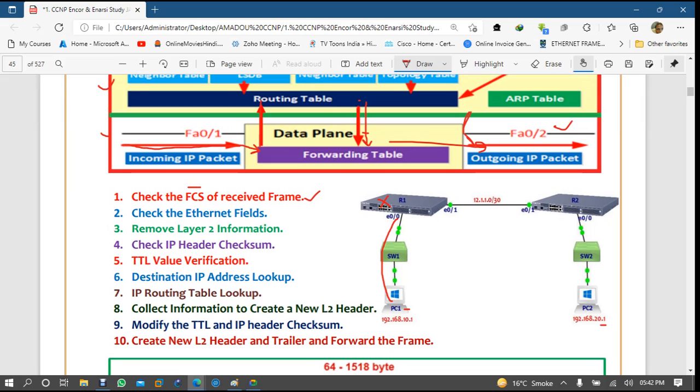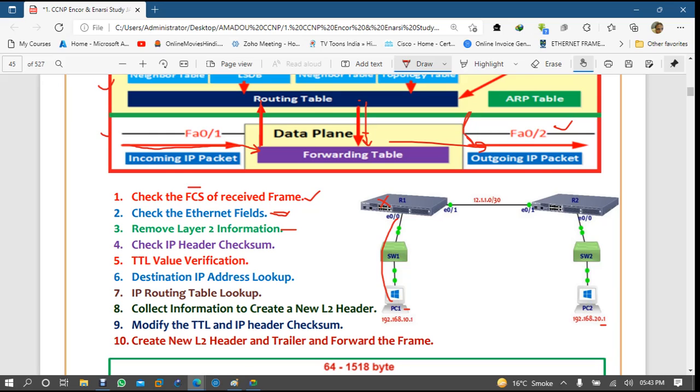If there is no error, no problem, then the router will check the Ethernet frame. In the Ethernet frame, the router will check the source and destination information, the IP layer, like layer 3 information. Once the router comes to know the layer 3 information, it will remove the layer 2 information, because the router does not communicate on behalf of layer 2 communication. The router communicates on behalf of layer 3 information, right?